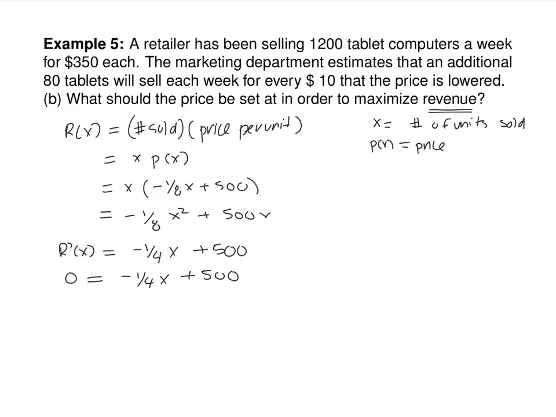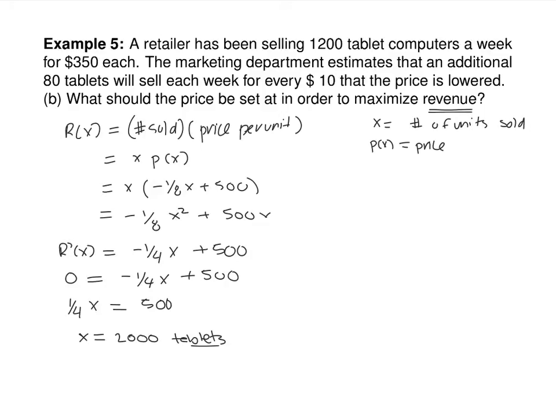Does that make sense? So 1/4 x equals 500, and x will equal 2,000. So 2,000 tablets, that's how many tablets?